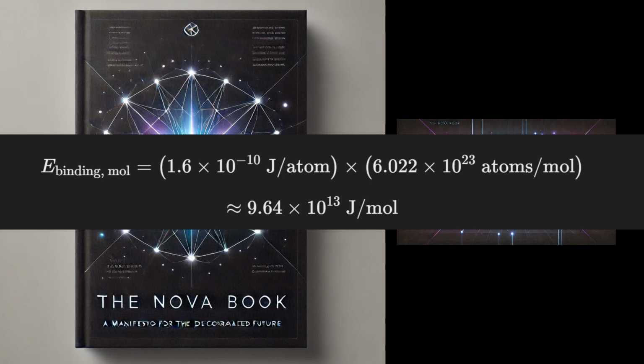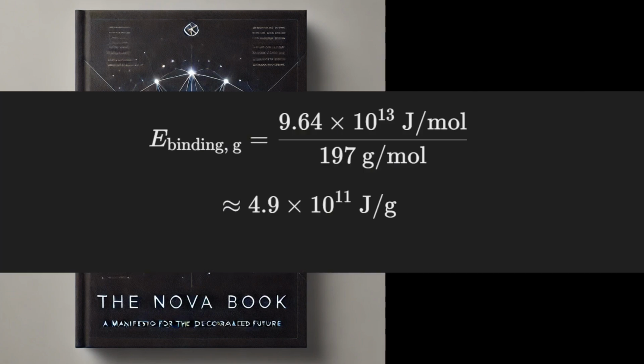Binding energy per gram of gold. The molar mass of gold is about 197 grams per mole, so the energy per gram of gold is E_binding per gram equals 9.64 × 10^13 J per mole divided by 197 g per mole, which is approximately 4.9 × 10^11 J per gram.